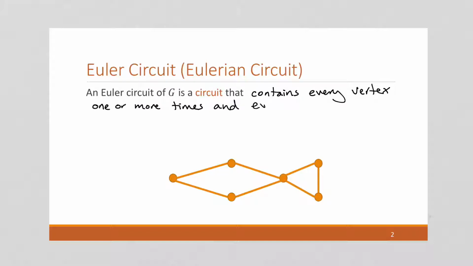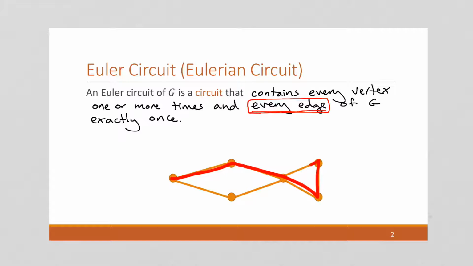And so every edge exactly once. Right, so that's a really important thing. We cover every edge of G exactly once. Now, here's a simple example. Let's take a look. We can start at one of these vertices and go like that. And we've just found an Eulerian circuit.